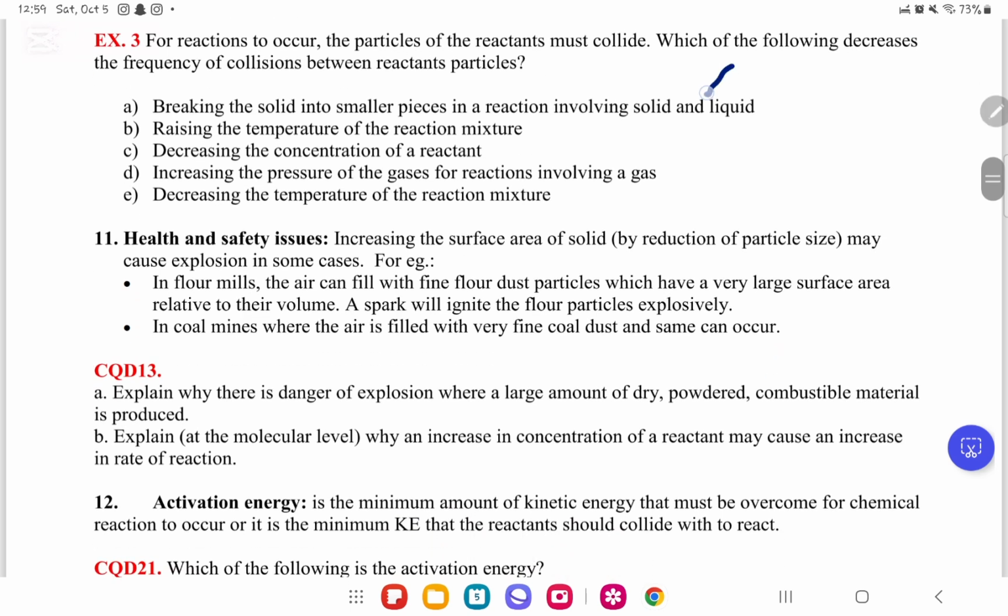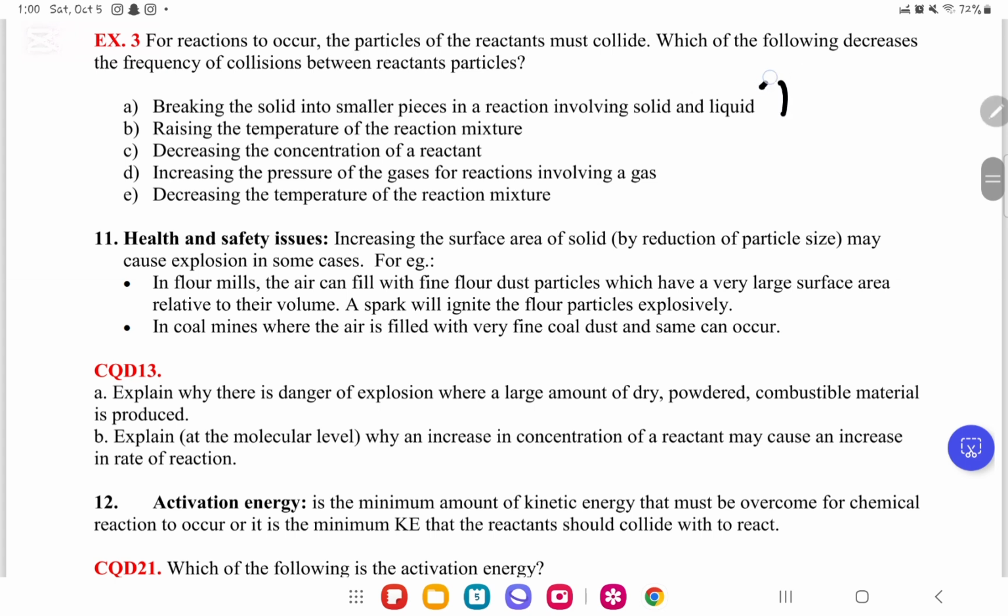Exercise number 3. For reactions to occur, the particles of the reactants must collide. Which of the following decreases the frequency of collisions between reactant particles? So breaking the solid into smaller pieces in a reaction involving solid and liquid, yes, definitely. If you break the solid, it will work more and it will increase the frequency of collisions. But this isn't what we need. I didn't read the question, sorry. Okay, decrease the frequency of collisions. Don't do like me and not read the question. Read the question. So they said, which of the following decreases the frequency? We said the first one.